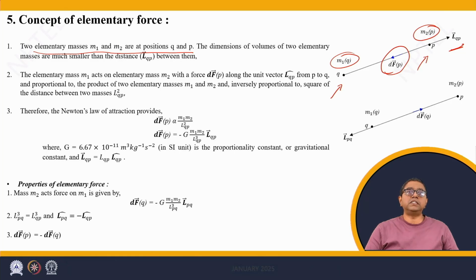The elementary mass m1 acts on the elementary mass m2 with a force dFp along the unit vector LQP. This unit vector is directed from P to Q, and the force is proportional to the product of elementary masses and inversely proportional to LPQ square.